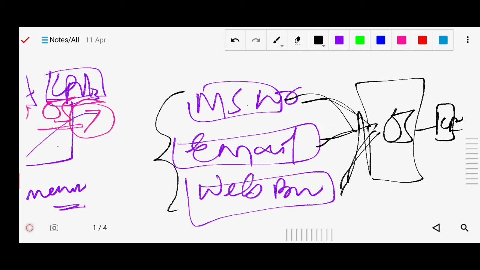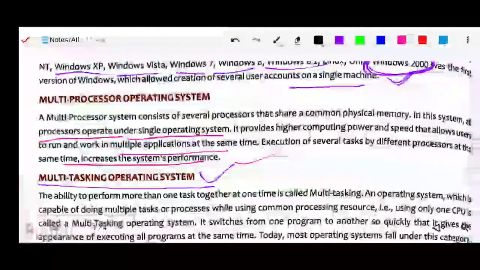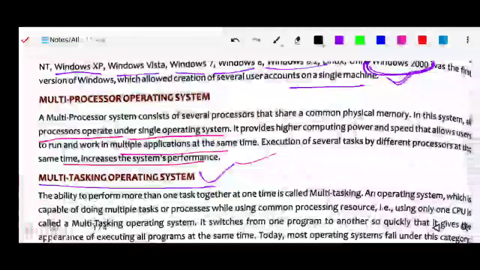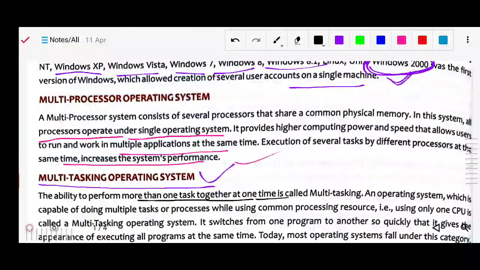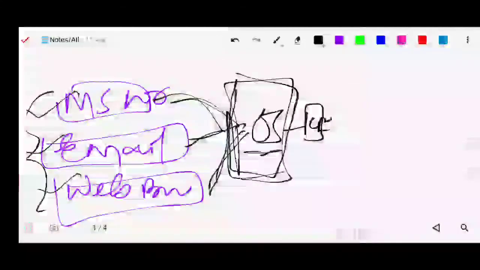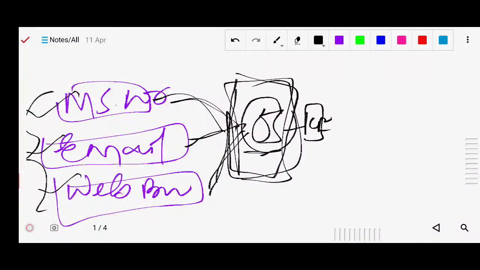So here you can see the meaning of multitasking. Multitask means many tasks are there, and these tasks are handled by the OS, and we will get the result. The ability to perform more than one task together at one time is called multitasking. Whose ability is this? This is the OS's ability. The OS will tackle all these tasks.